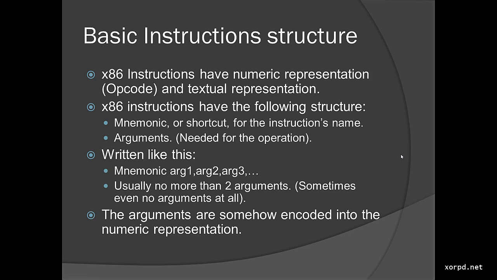The arguments are somehow encoded into the numeric representation. You might wonder, how do these arguments get inside the numeric representation, the base 16 representation, or the base 2 representation, the binary one? Mostly they are just encoded somehow. Sometimes the arguments are maybe registers or numbers. They just fit inside the encoding of the instruction. Maybe we are going to see this a bit later.